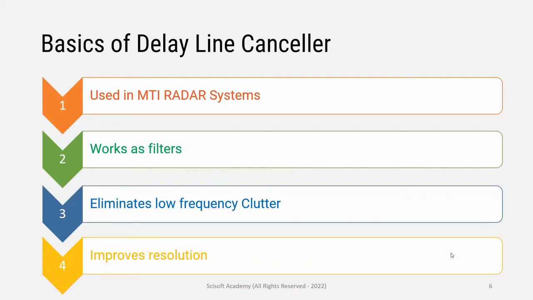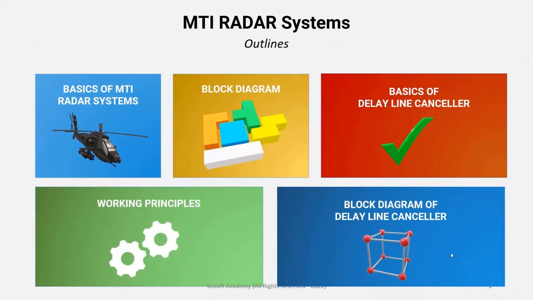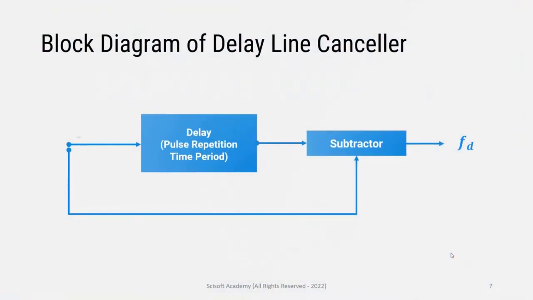Now we'll see a simple diagram to understand how delay line cancellers work. This is our basic block diagram of the delay line canceller. It is as simple as that. We'll be giving the input to the delay, which will be calculating the delay period based on the pulse repetition time period. Then the input will be given to the subtractor, and also the delayed signal will be given to the subtractor. So the resultant is going to be our drift frequency. This drift frequency is going to help us identify the velocity of the object.